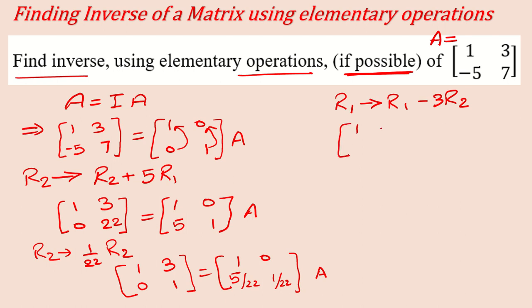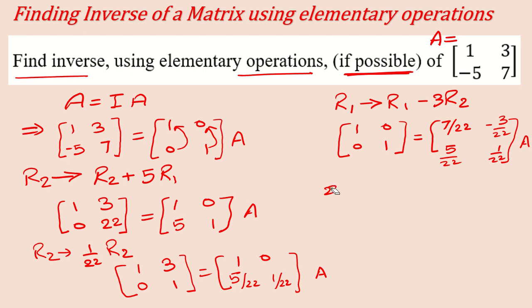So it will be 1 0 0 1 is equal to, see, R1 minus 3R2. So R1 means 1. I'll write the calculation here so that you can understand. 1 minus 3R2. 3R2 means 15 over 22. So 1 minus 15 over 22 means 7 over 22. Then similarly for the second element, it is 0 minus 3 over 22, means minus 3 over 22, and the second row will remain the same. So 5 over 22 and 1 over 22 times A.